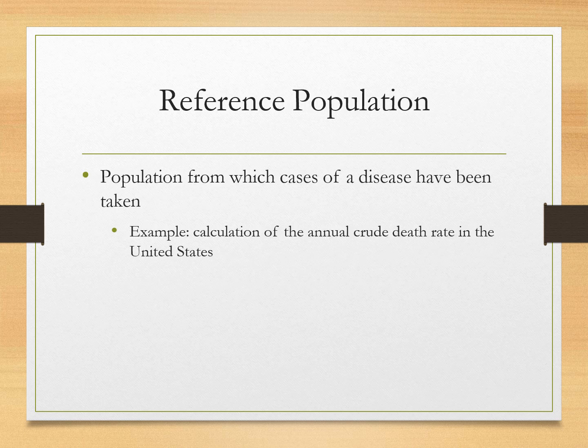The term reference population refers to the group of individuals from which cases of a disease or condition are drawn for analysis. It serves as the denominator in calculations of epidemiologic rates, such as the crude death rate. For example, when calculating the annual crude death rate in the United States, the entire U.S. population during that year serves as the reference population.